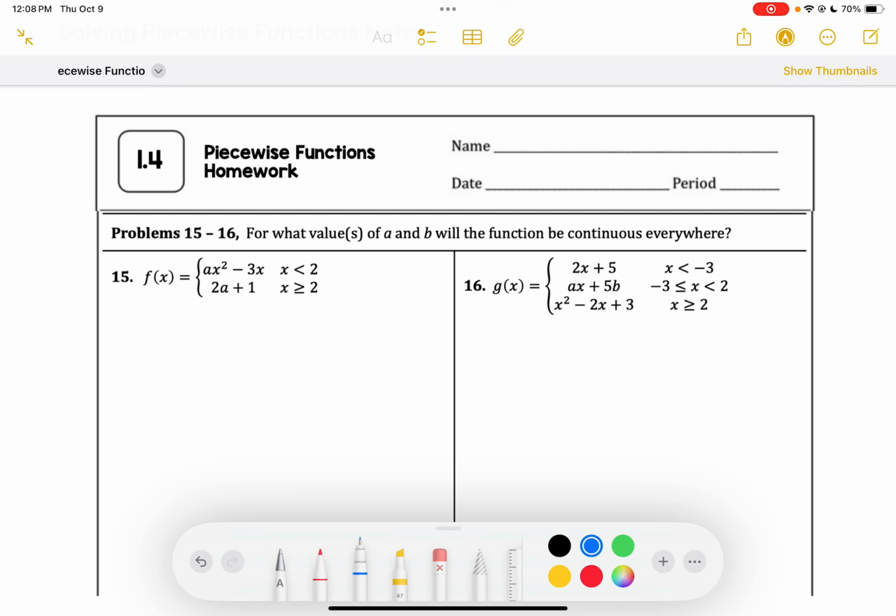Alright, in this video, we're going to talk about the last two solutions for what values of a and b will the function be continuous everywhere. So the keyword will be continuous. You see there is a piecewise function, right? So we're going to look at it piece by piece. Now, what I want to do is review a little bit.